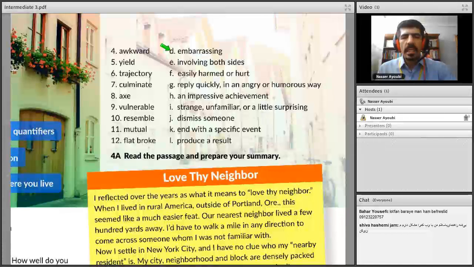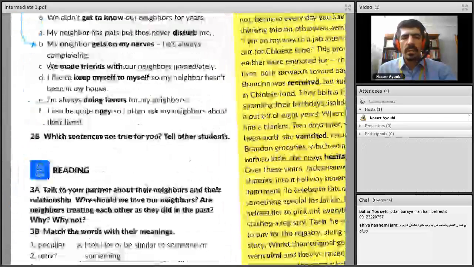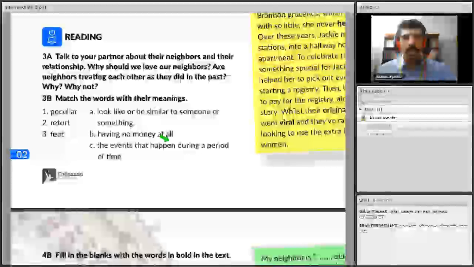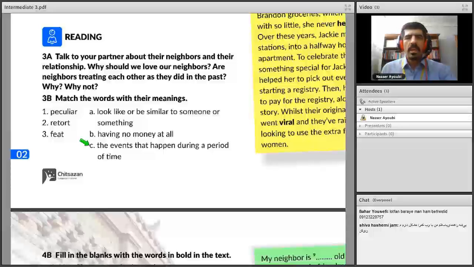Number five, yield means produce a result. L. Yield means produce a result. Six, trajectory is C, the events that happen during a period of time. For example, the trajectory of your life, the number of events that happen during a period of time in your life. Trajectory is C.